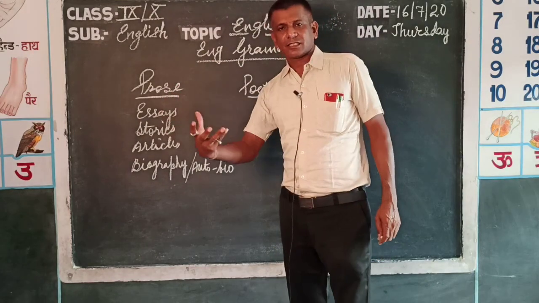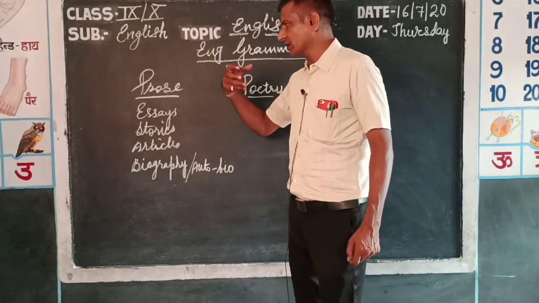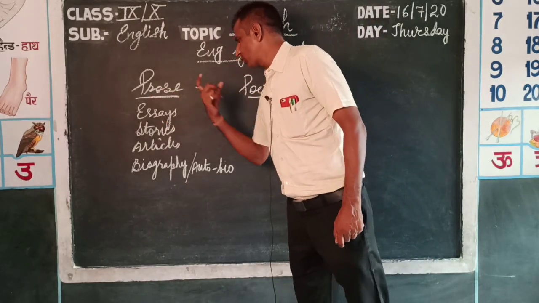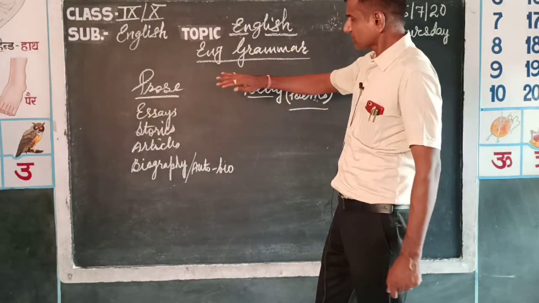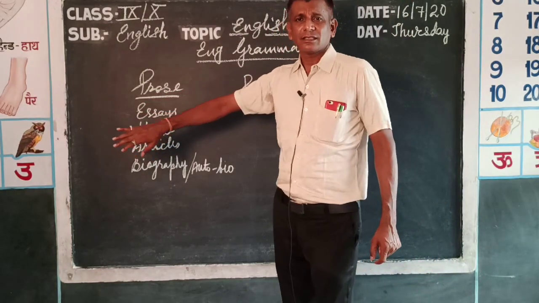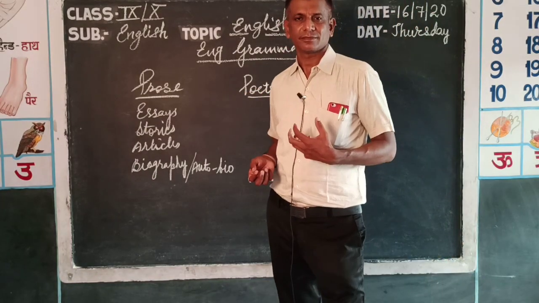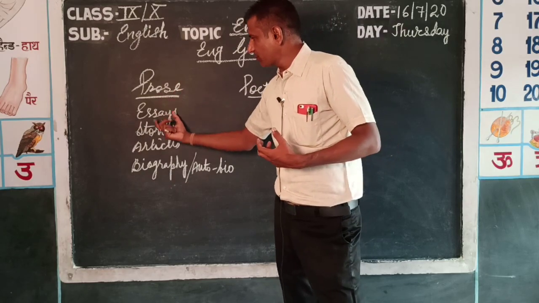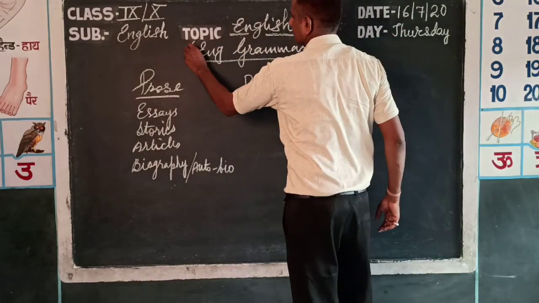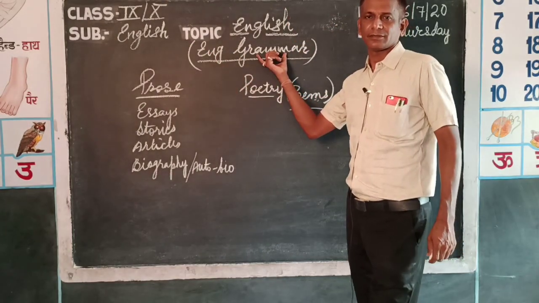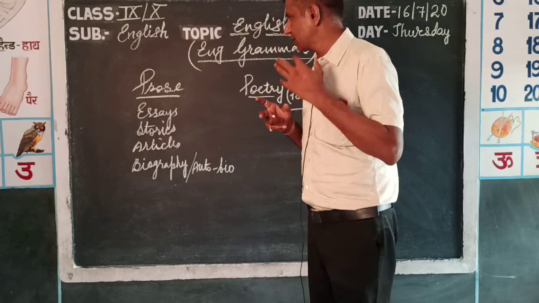So in the textbook, when you read prose, you read poetry, you go through these things. So the basic thing is, when we go through this course, what do we learn? When we go through the prose chapters, prose lessons, we learn English grammar or the portion of English grammar, the parts of English grammar.